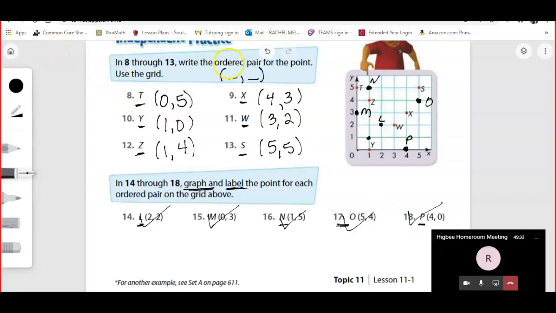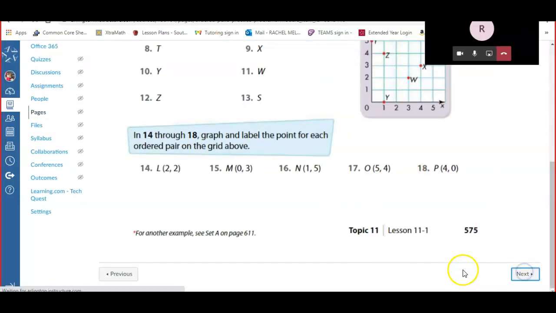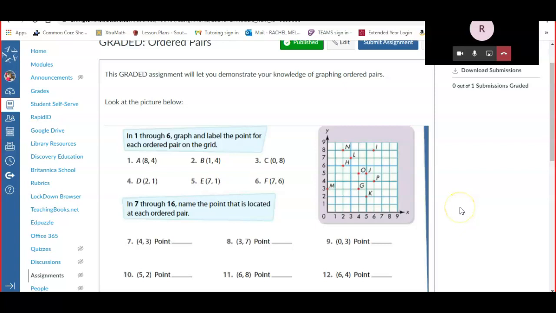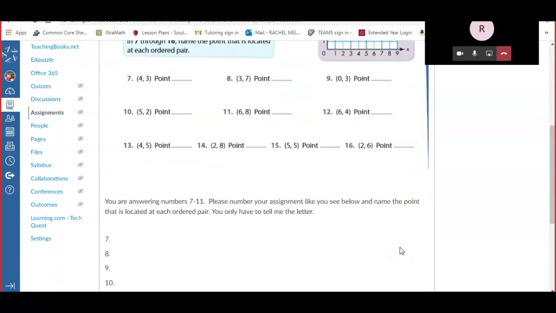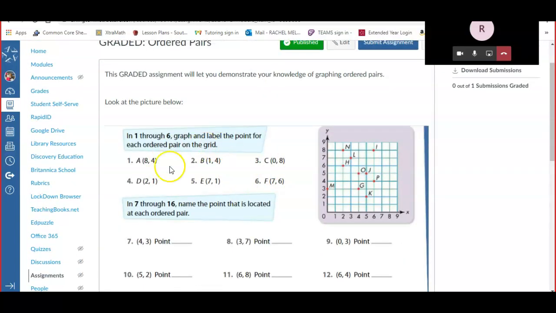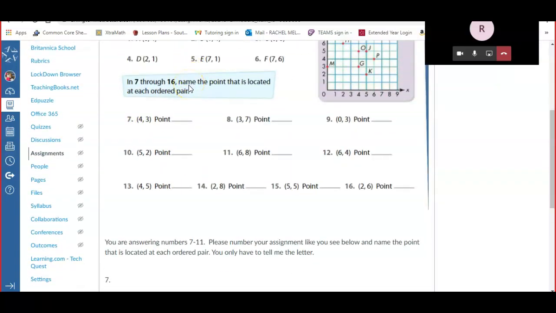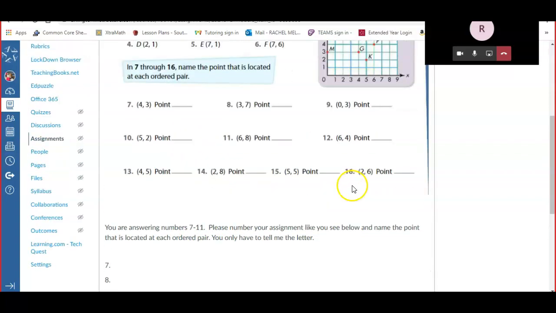Now you're going to go over to your Canvas course and you have a graded quiz. I need you to pay attention because this is different than it normally is. It says, look at the picture below. You're not doing all of it. You're not doing numbers 1 through 6. Even though this says 7 through 16, you're only doing 7 through 11. Do you see that?